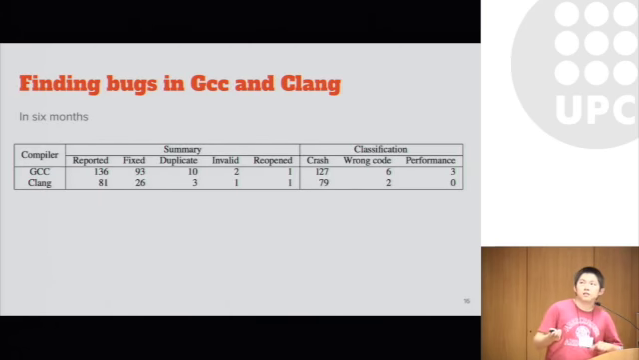The second kind of evaluation is about the bug hunting capabilities. For C compilers, in 6 months of time, we have found more than 400 bugs. Most of them are crashes, and about 5% of the bugs concern miscompilations. Occasionally, we can also find some performance issues in GCC.